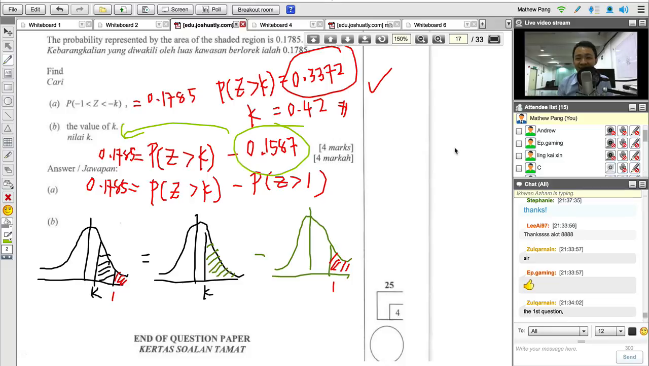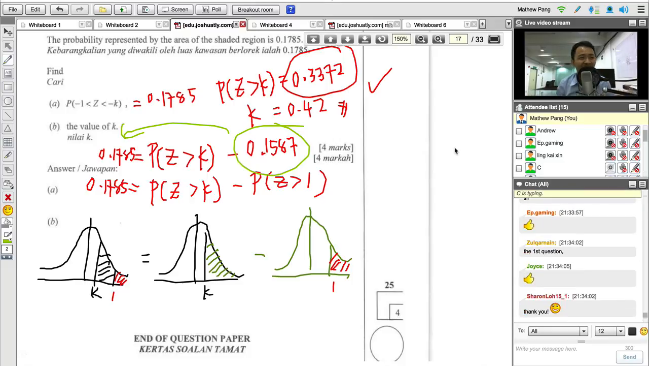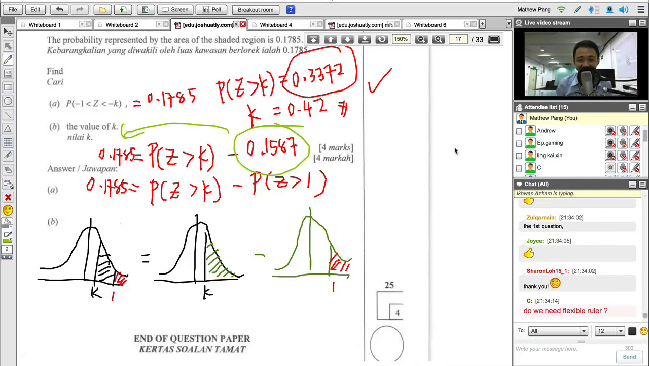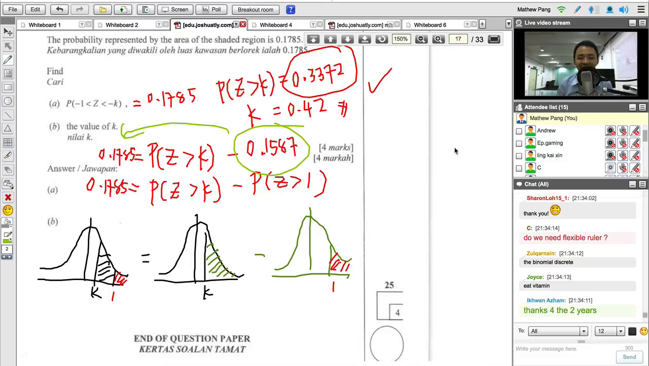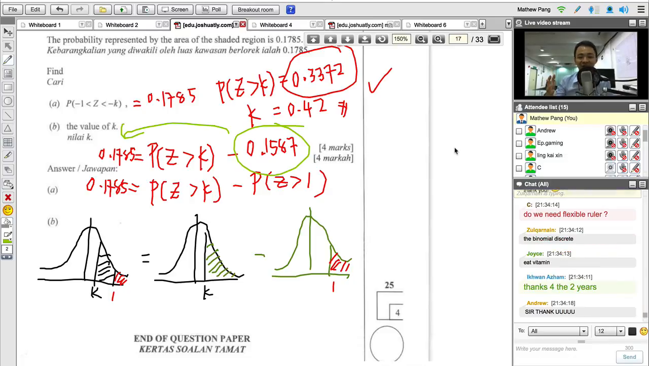It's very important. I don't think you need a flexible ruler, because in MX you only have one question that needs a graph, which is the linear law. Sometimes they will ask you to draw a histogram for statistics, but you only need to draw linear law, which is a straight ruler. You don't need a flexible ruler.